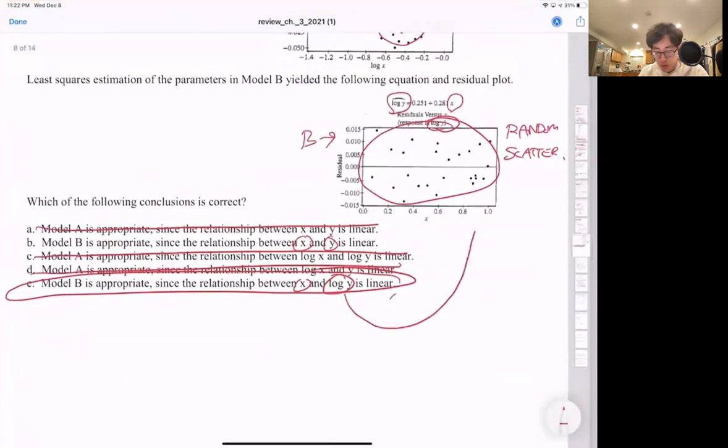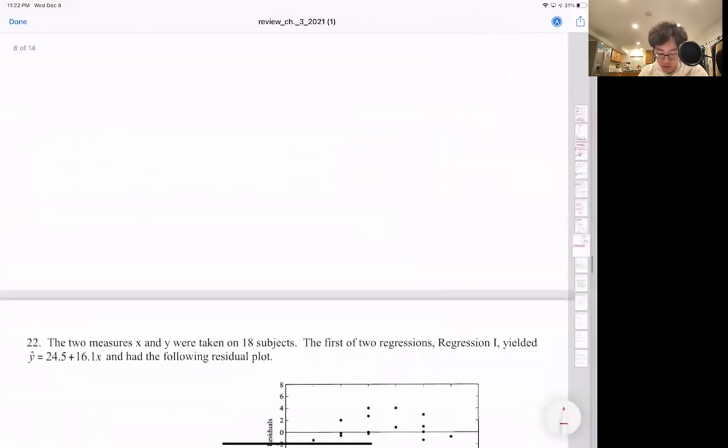Like I said again, the reason why it's log Y is because look at the equation up here. It's not X versus Y, it's X versus log Y. So just follow along with the context and just put down the answer.